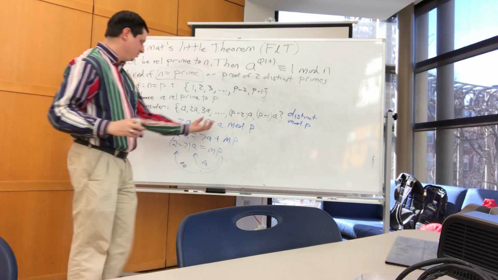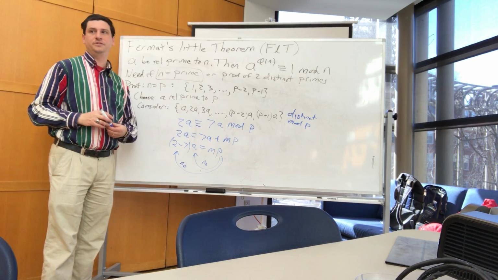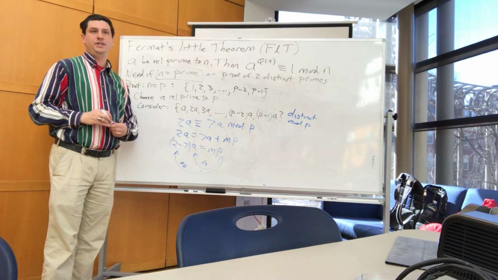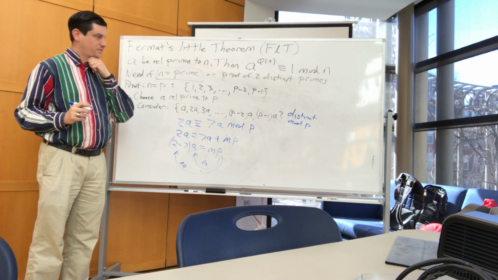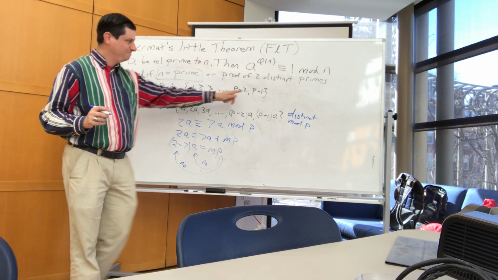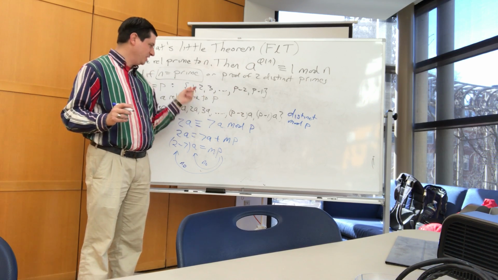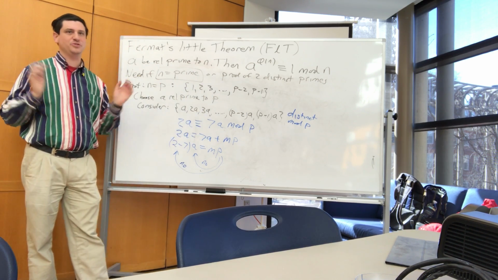So I'm doing the special case of 2 and 7, but the argument really applies in general. There's one case you might need to worry about. What if P actually equals 2? Well, if P equals 2, then P minus 1 is 1, and I'm just talking about the set of 1. Okay, I'm not really worried about that special set, but you should be careful.